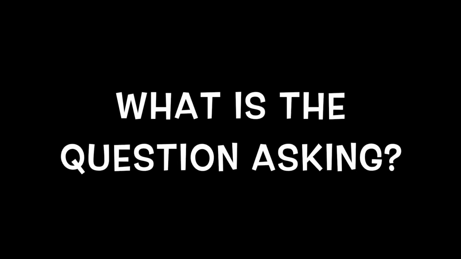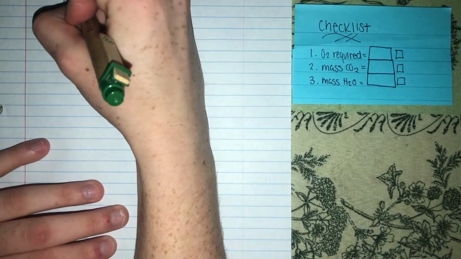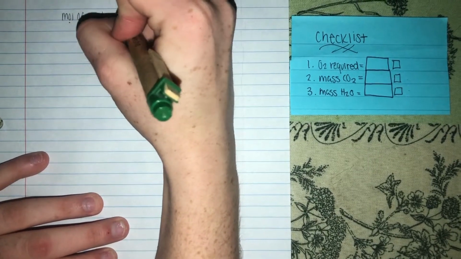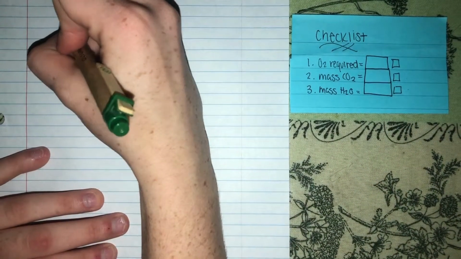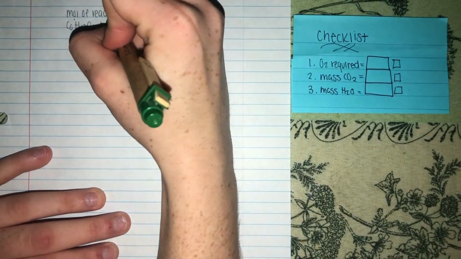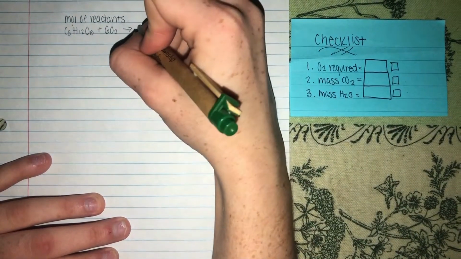To ensure that you answer all parts of the question, it can be beneficial to create a checklist while you're solving the problem. To begin the problem, we want to find the moles of all of the reactants using the mole ratio so that we can answer the first question, which is the amount of oxygen gas required.